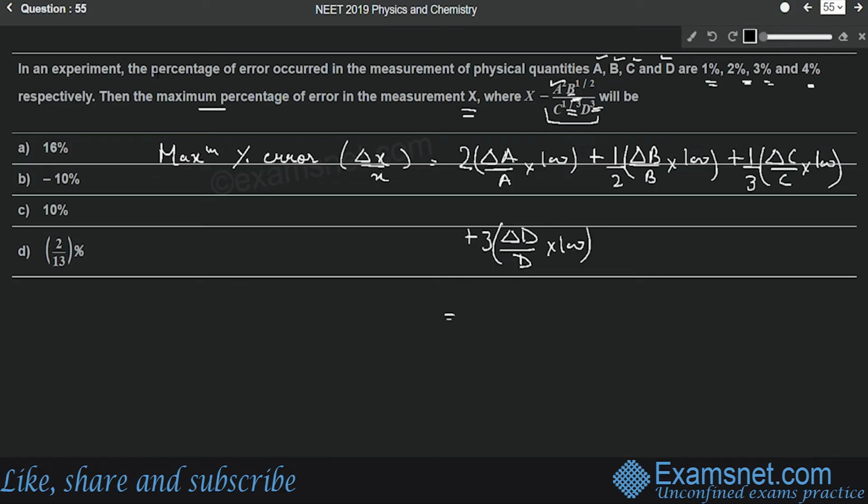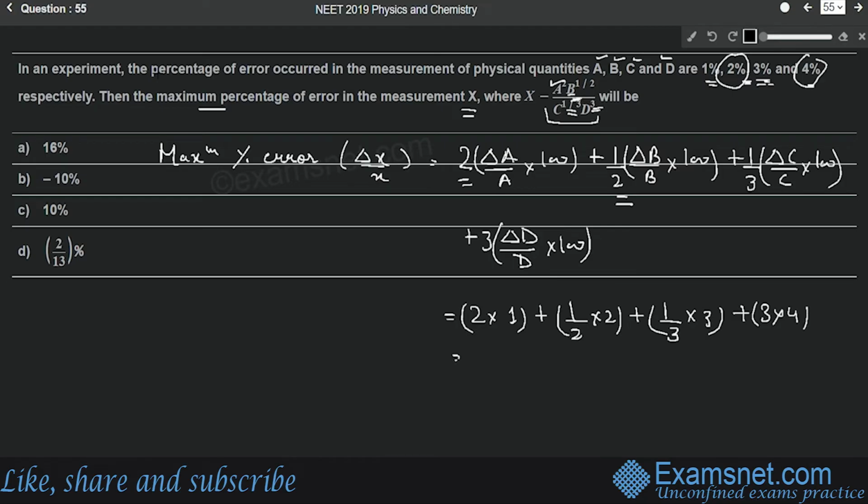Okay, so let's put the values. The percentage error of A is given as 1%, so we have 2 into 1%, plus half into 2 because percentage error of B is 2. Okay, plus for C we have 1 by 3 into 3, as the percentage error of C is 3%, plus 3 into percentage error of D, that is given as 4%.